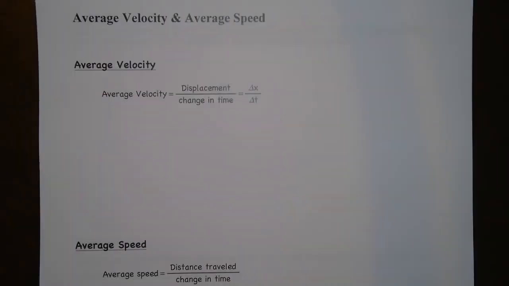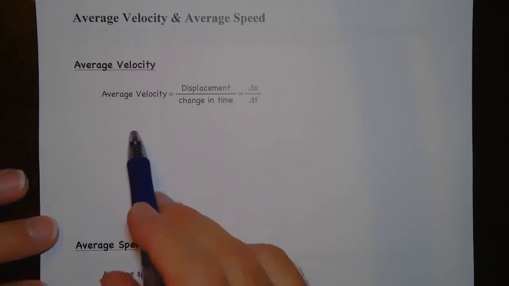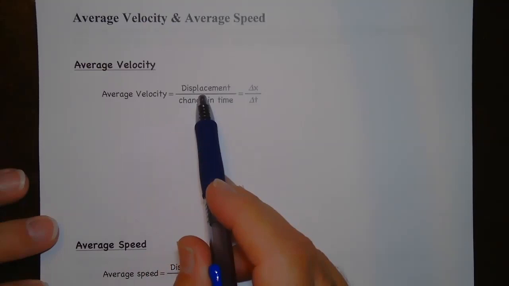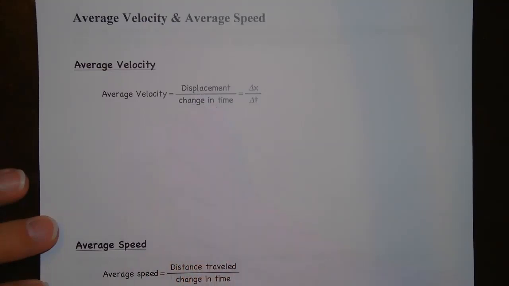Today, we're going to talk about average velocity and average speed. And there's a difference between the two, okay? So by definition, this is what average velocity is, okay? Average velocity is the displacement over the change in time, okay?